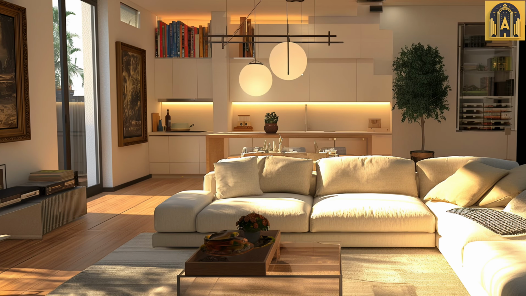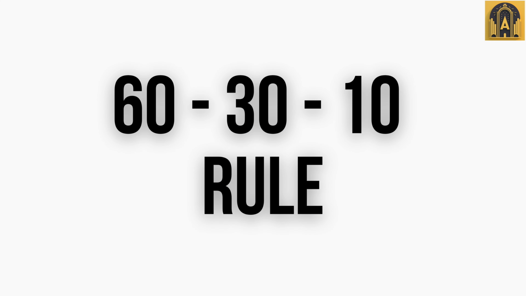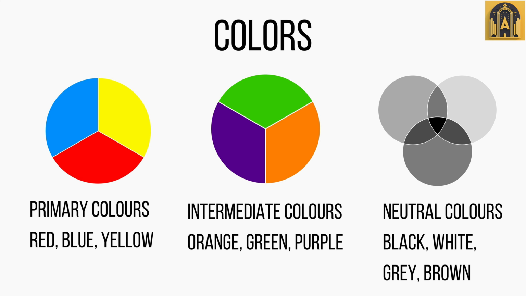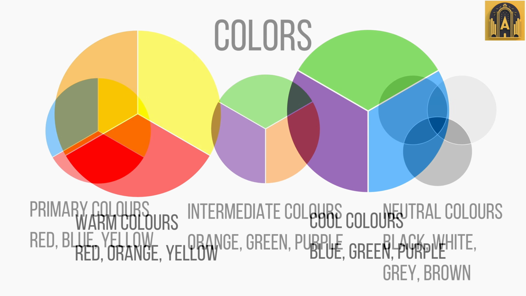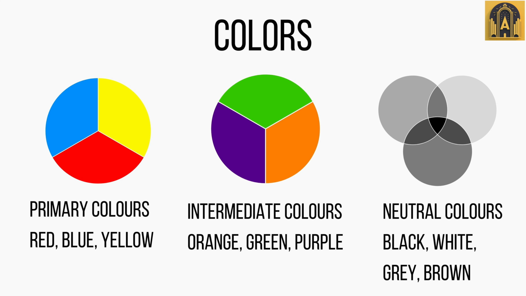To easily create a color scheme in your home, you should know the color wheel and the 60-30-10 rule. We will divide the colors into 3 groups. Primary colors are red, blue, and yellow. Intermediate colors are orange, green, and purple. Some of these colors are warm and some are cool. Warm colors are red, orange, and yellow. Cool colors are blue, green, and purple. Neutral colors are black, white, gray, and brown.